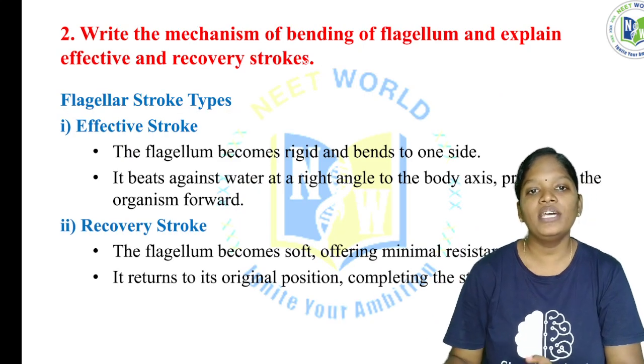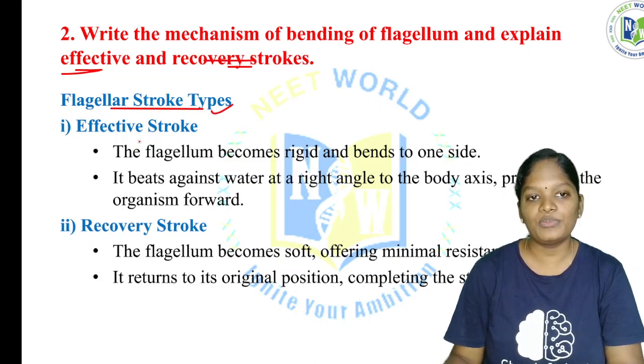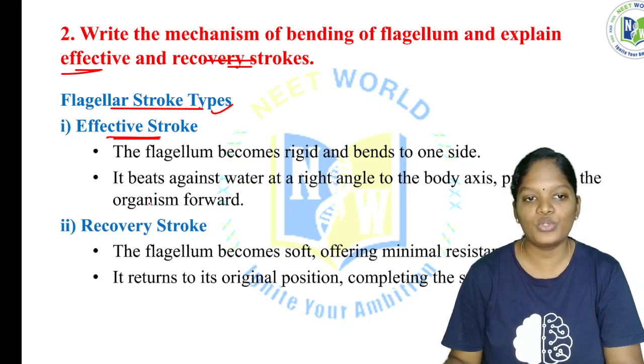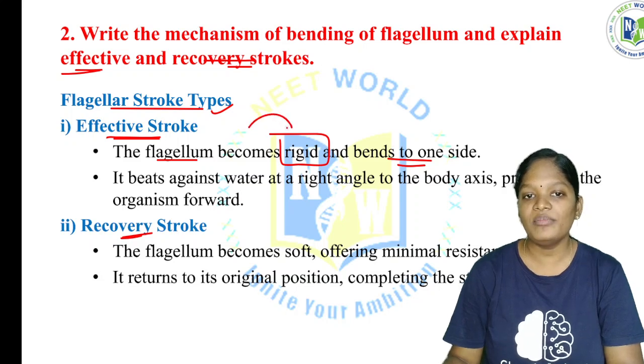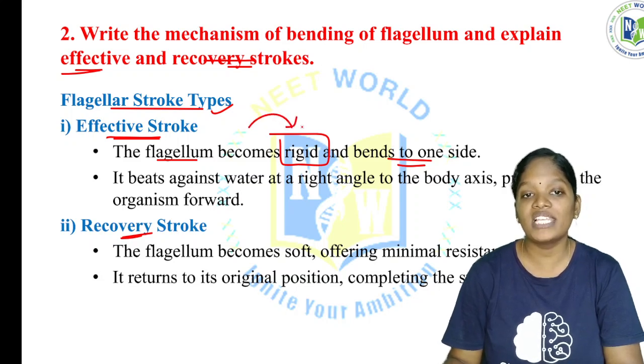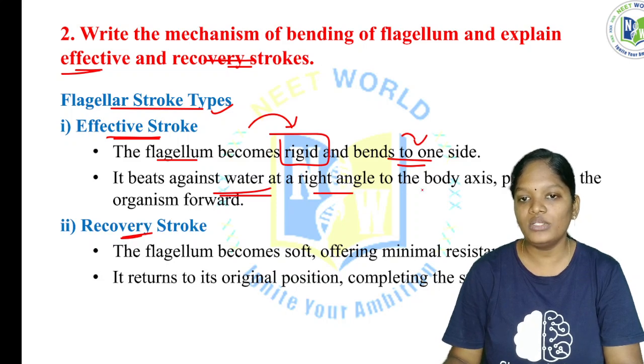Right, now the question has also been asking to explain the effective and recovery strokes. The flagellar stroke types: the first stroke is the effective stroke and the second stroke is the recovery stroke. What is meant by the effective stroke? Here the flagellum becomes rigid and bends to one side. You should know that in the flagellum it is not flexible here, it is rigid, and it bends to one side. It beats against the water at a right angle to the body axis, propelling the organism forward.